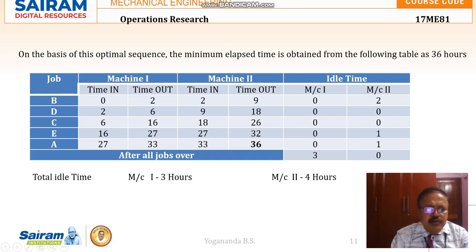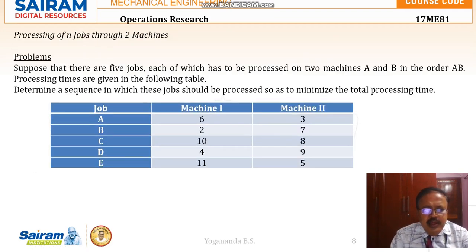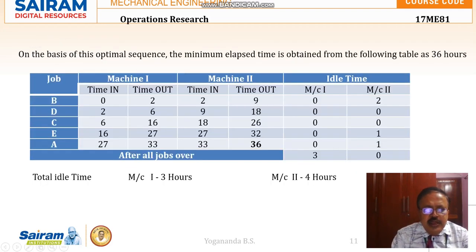Once it comes out of machine 1 at the end of the second hour, it enters machine 2 at the second hour. Then job B requires 7 hours of processing time on machine 2. So it enters machine 2 at the end of the second hour. 2 plus 7 is 9. So on the 9th hour it is coming out.